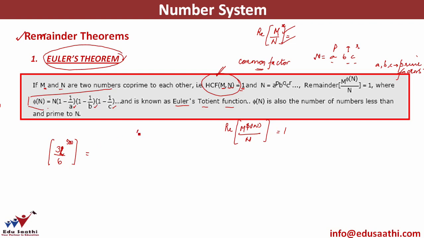So if I look at 6, 6 is 2 into 3. What is the value of the Euler function? It will be 6 into 1 minus 1 by 2 and 1 minus 1 by 3. So this will give me 6 into 1 by 2 into 2 by 3. If I just solve it out, it gives me an answer of 2. So that means 32 squared when divided by 6 would always give a remainder of plus 1.